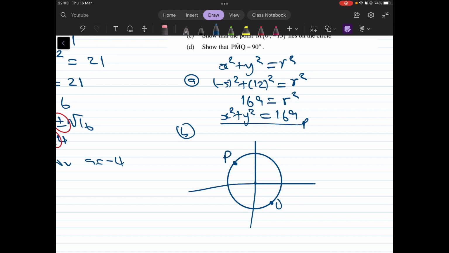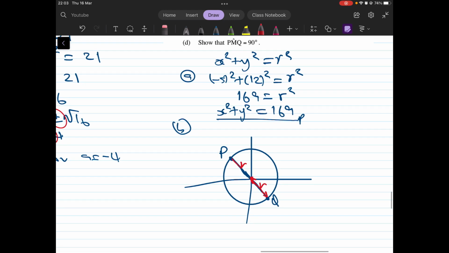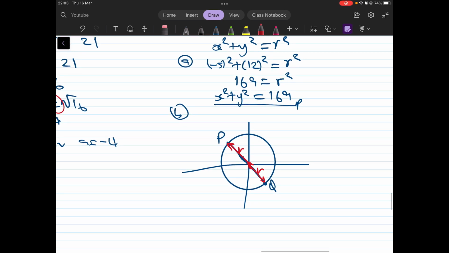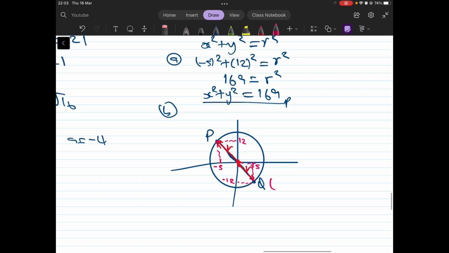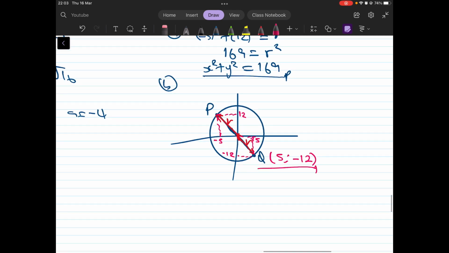P and Q, we're told that PQ is a diameter, therefore it passes through the center, like that. As a result, this is your radius, this is your radius. By radius I just mean this. If this happens to be the coordinates of P, which is -5 and +12, then this is also 5 units, which means here is 5, and here is also 12 units, this is -12. Therefore, what are the coordinates of Q? It's basically +5 and -12. Then we are done. You know the coordinates of Q.